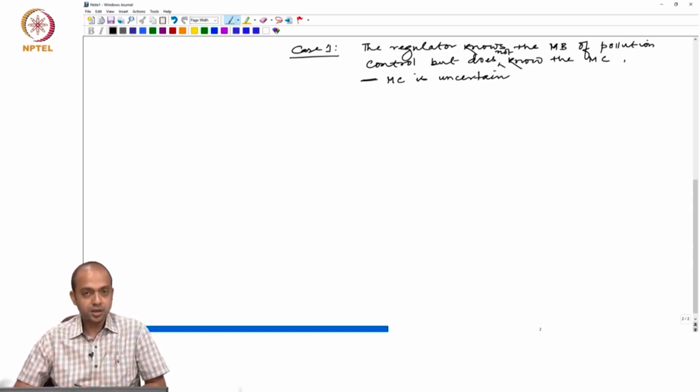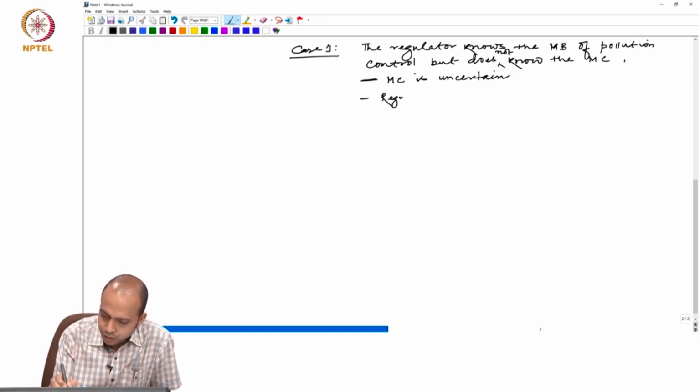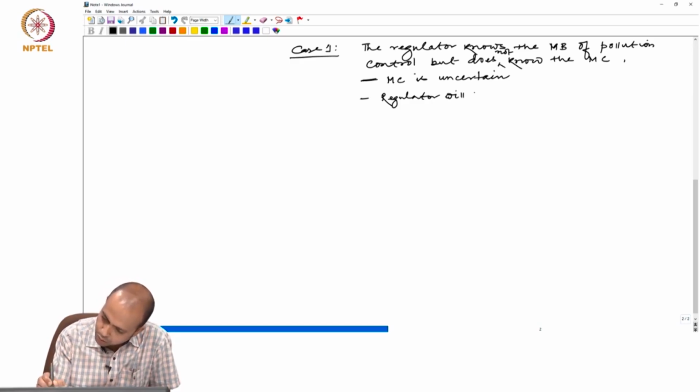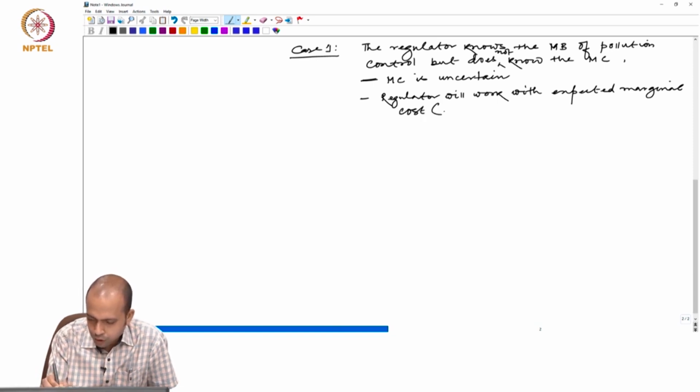Now, when MC is uncertain, how will the regulator decide about the optimal tax rate? In economics, probably in your principles of economics or microeconomics, you might have studied decision under uncertainty. When something is uncertain, what the regulator, or anyone, will do is work with the expected value. So when MC is uncertain, the regulator will work with expected marginal cost, or EMC.